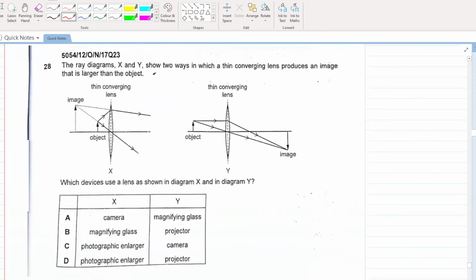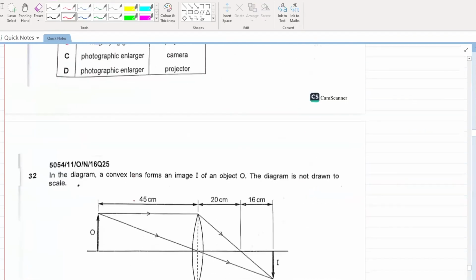The ray diagrams X and Y show two ways in which a thin converging lens produces an image that is larger than the object. So this is option X, this is option Y. In option X, you have an image that is virtual and magnified. In option Y, you have an image that is real and magnified. We use option X in magnifying glasses and option Y in projectors. B is your option.